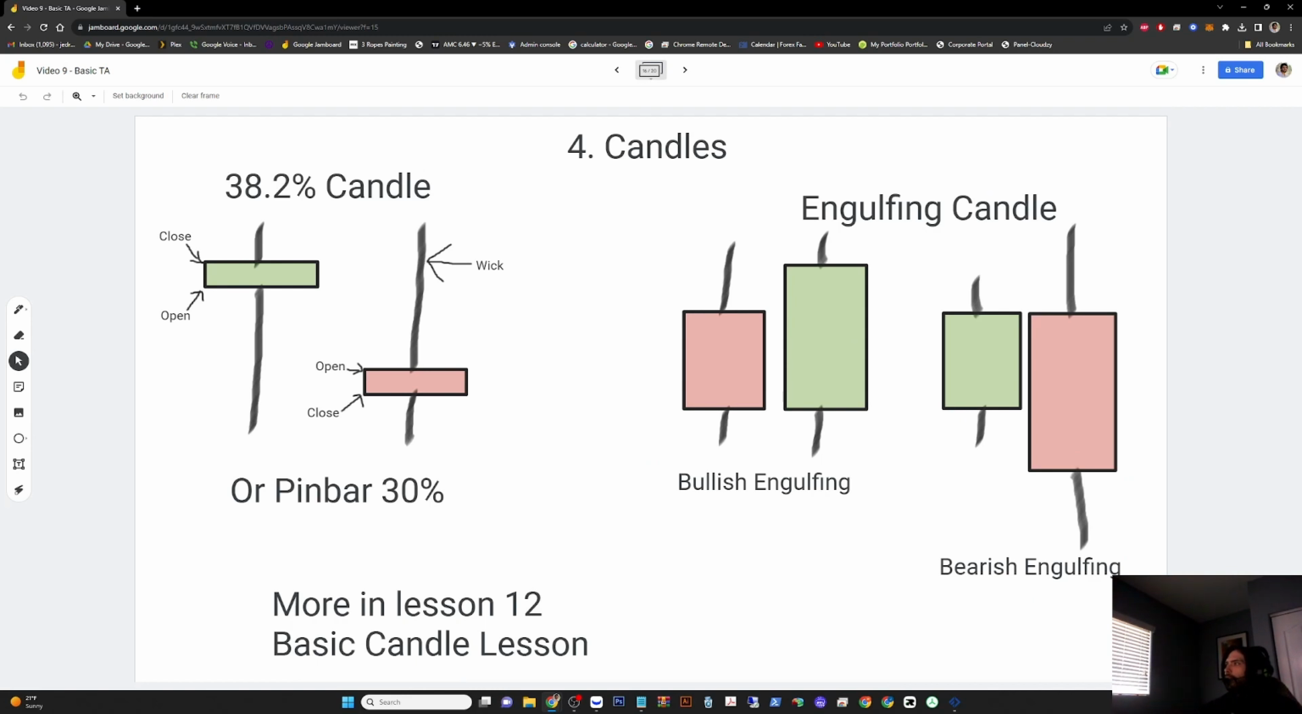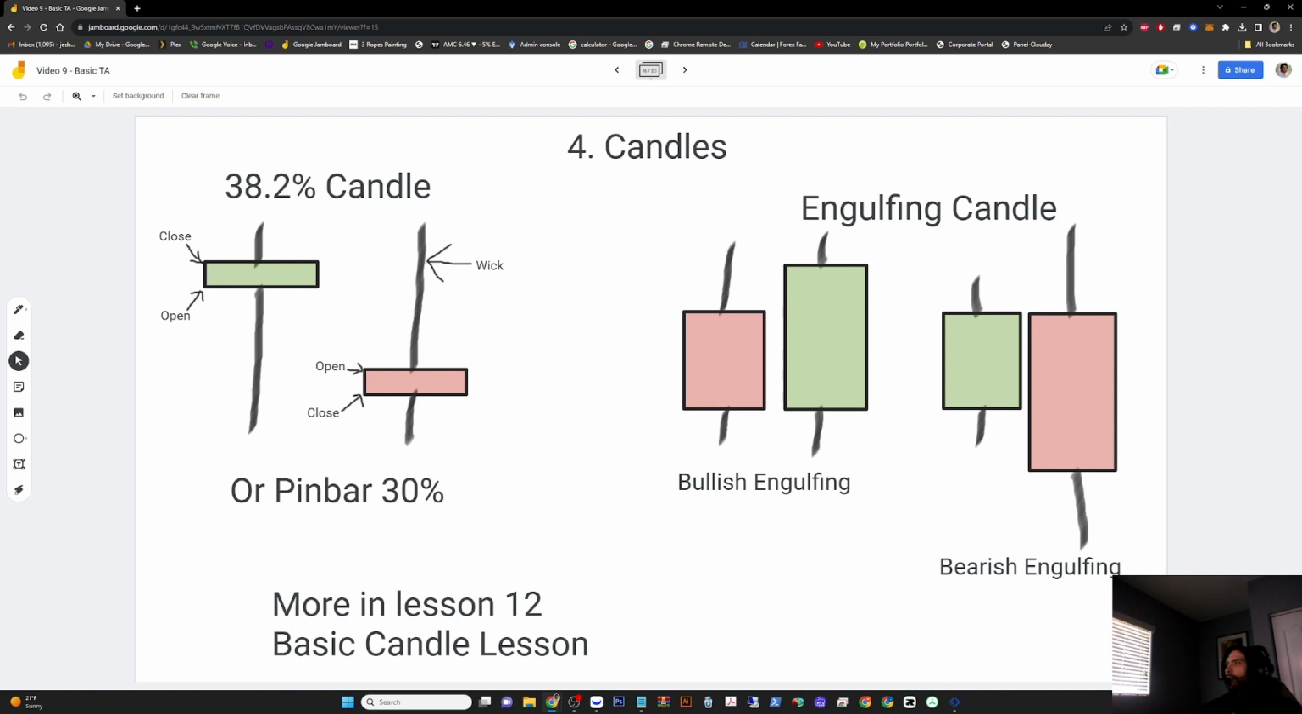Now we'll talk about candles. If the candle is green, it means the price opened lower than the close, and the candle closed higher than it opened. If the candle is red, the candle closed lower than where it opened.